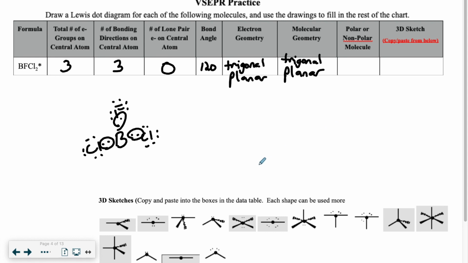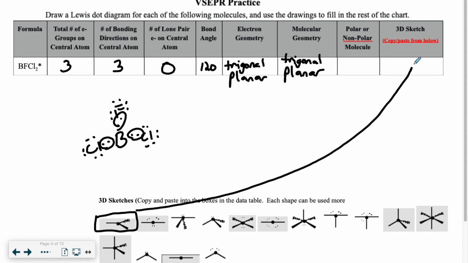For my 3D sketch, I should have 3 atoms that are spaced out and they do not have any lone pairs around them. So that would be this one right here. So this would get copied and pasted into that box. And now for the polarity. Now, geometrically speaking, this is completely symmetrical. These are all pointing in completely opposing directions.